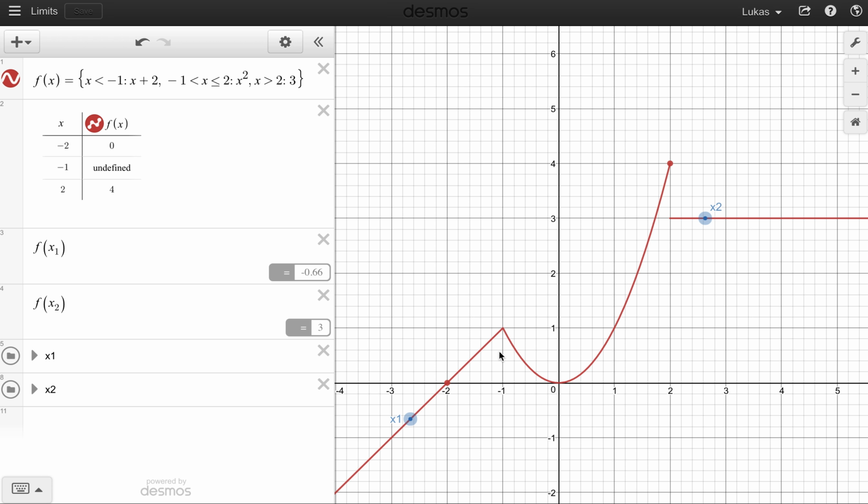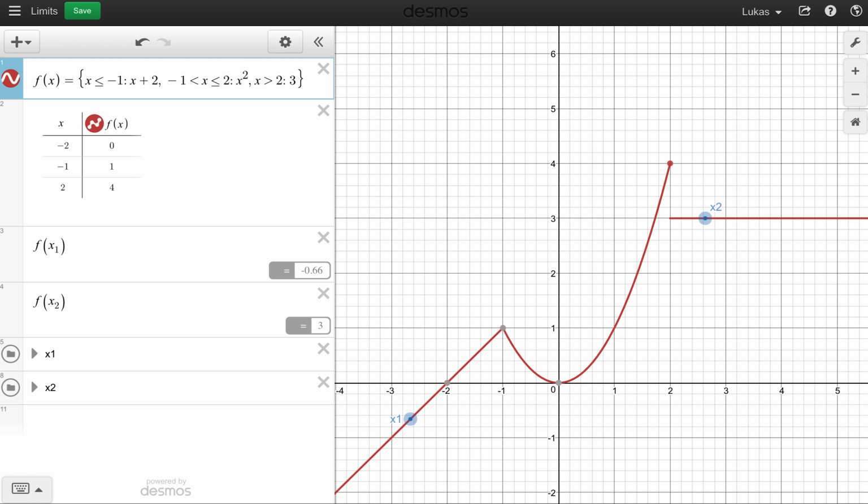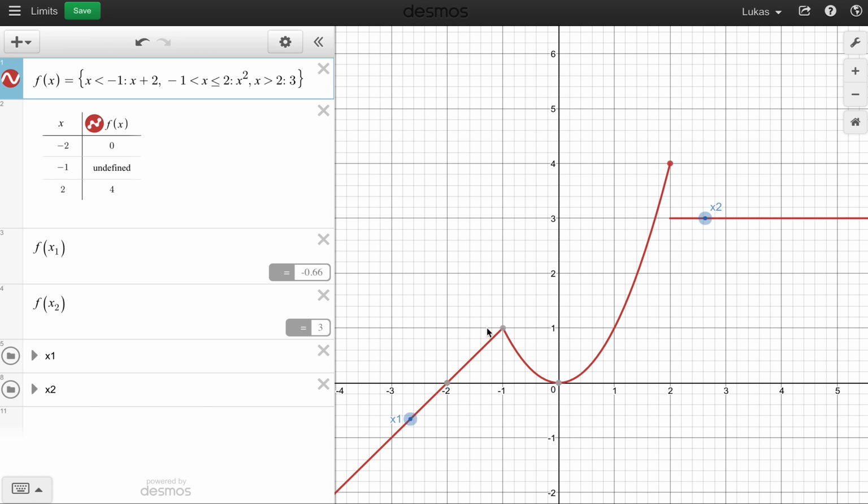What happens at -1? Well, if we look at our equation here, you'll notice that when x is less than -1, the function is x plus 2. And when x is greater than -1, the function is x squared. You'll notice it's not actually defined where x equals -1. If I change this to a less than or equal to, you see that now the function exists at -1 according to this equation. But in this case, it's not, it's undefined. So we're going to leave it like that. So basically our function is undefined at this point, and that's exactly what Desmos tells us.